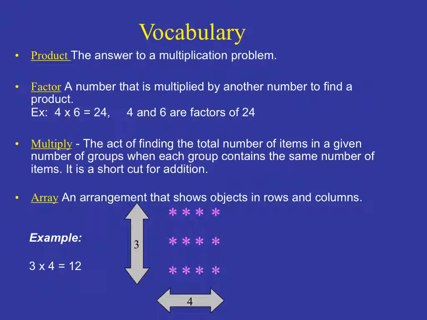You might think back to years past when you learned about factor trees, and we will be reviewing those as well. Multiply is the act of finding the total number of items in a given number of groups when each group contains the same number of items. It is a shortcut for addition. Finally, on this page we have array, which is an arrangement that shows objects in rows as well as columns.